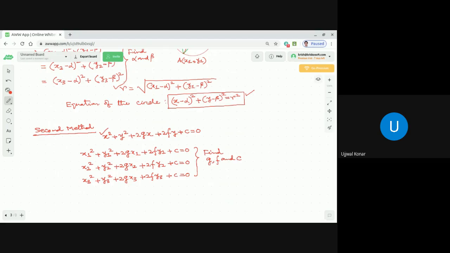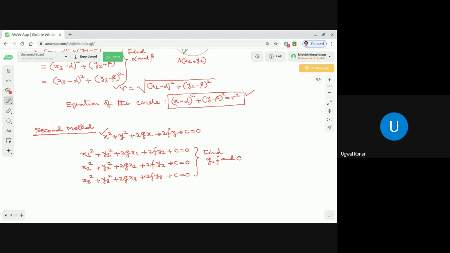Now the next point is how you can solve these three equations. One method is what you have learned from your previous classes. You take the first equation and express the value of C in terms of G and F, and apply that in the other two equations. So you will get linear equations in two variables G and F. From there you find the values of G and F, and then apply them in any of these equations to find the value of C.